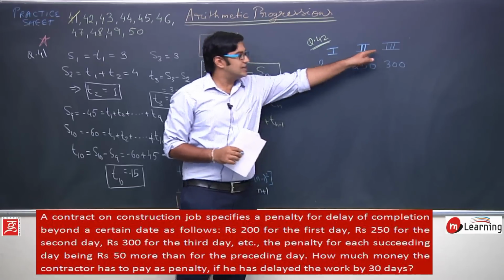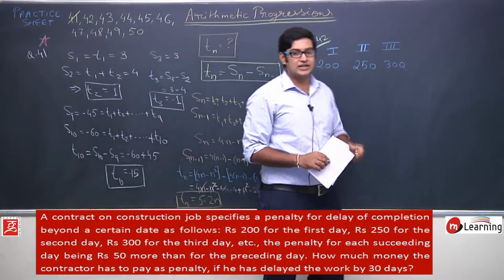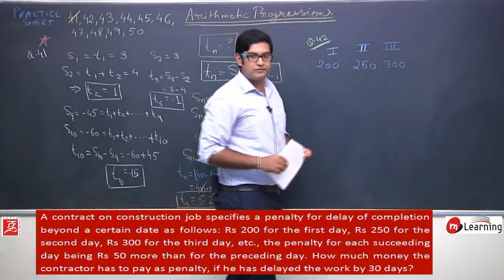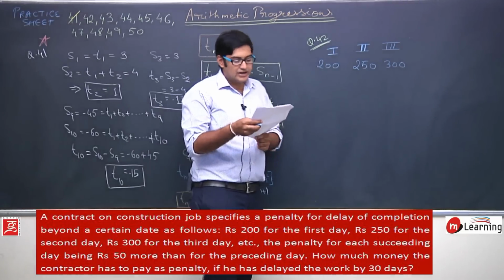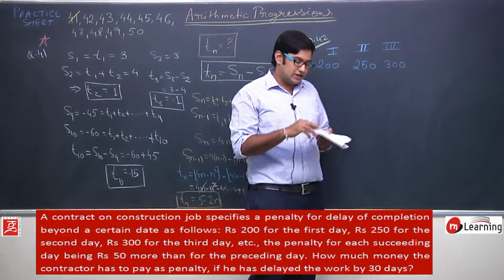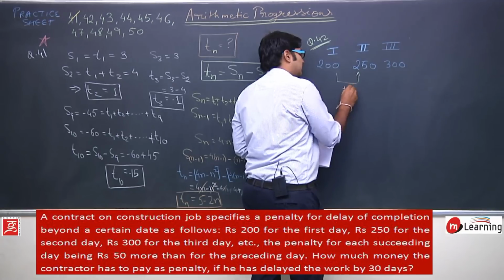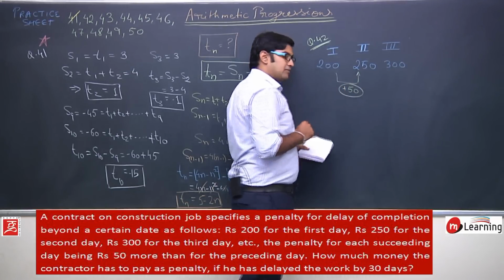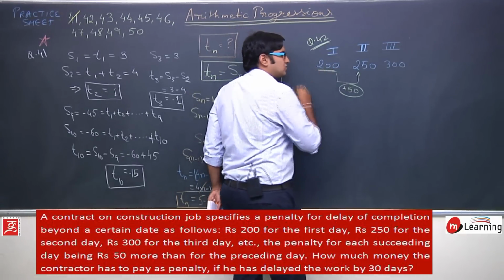So for 3 days, the penalty will become 200 plus 250 plus 300. Okay, that is 750 rupees extra. So what it says is, it is very clear from the question that the penalty for each succeeding day will be increased by rupees 50 only. Okay, rupees 50 only, and the penalty for the first day is rupees 200.